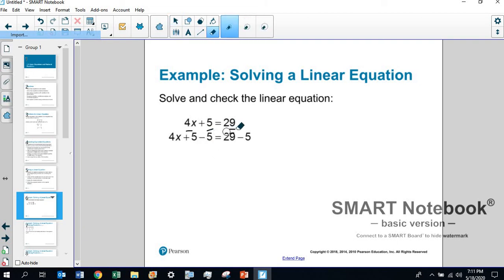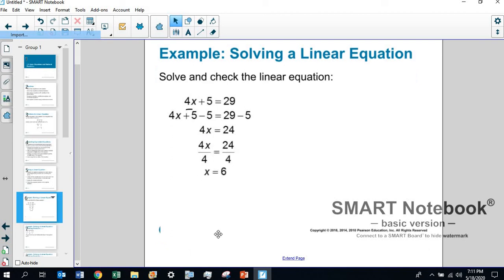When we do that, we're left with, on the left-hand side, 4x by itself. On the right-hand side, 24. And now to get rid of the 4, that's 4 times. The opposite of 4 times is 4 divided by. So we divide both sides by 4, and we're left with x equals 6.